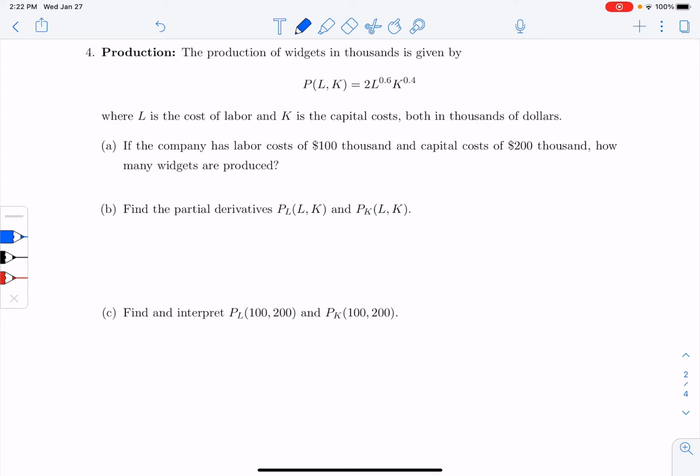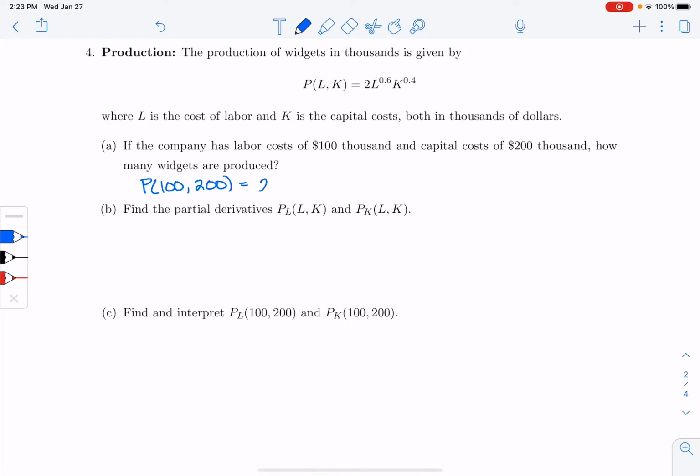So what we would like to understand using partial derivatives is if you change your labor costs by a little bit, or you change your capital costs by a little bit, how does that affect the total production of widgets? So if the company has labor costs of $100,000 and capital costs of $200,000, how many widgets are going to be produced? So essentially, what is P of 100, 200?